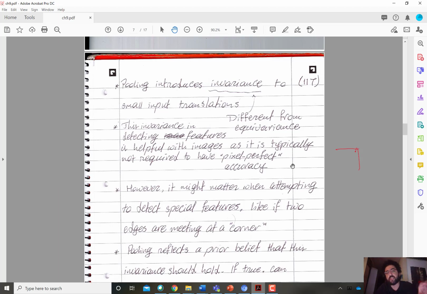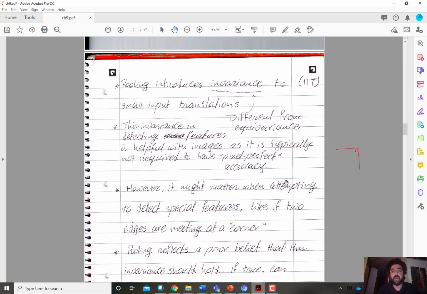And note especially that invariance is different from equivariance, right? We said convolution introduces equivariance, meaning if I shift the input, the output also shifts. But invariance means that for small shifts of the input, the output remains the same. So in a convolutional layer, typically you would have both properties. If you shift significantly, the output will shift with you. If you shift by a little bit, then the output will remain the same. So you have equivariance to translation because of the convolutional kernel, and you have invariance to small translations because of the pooling.